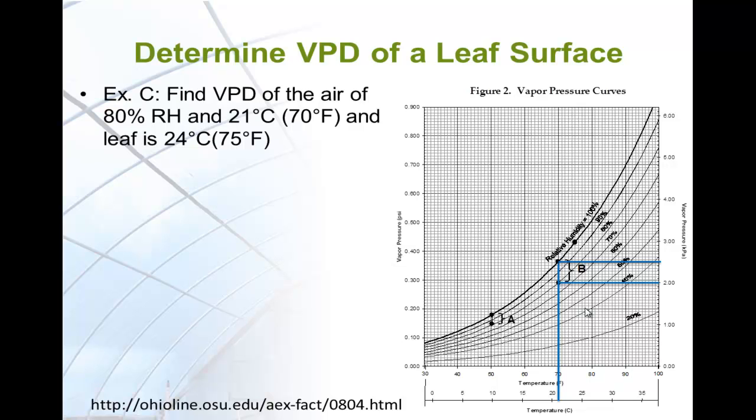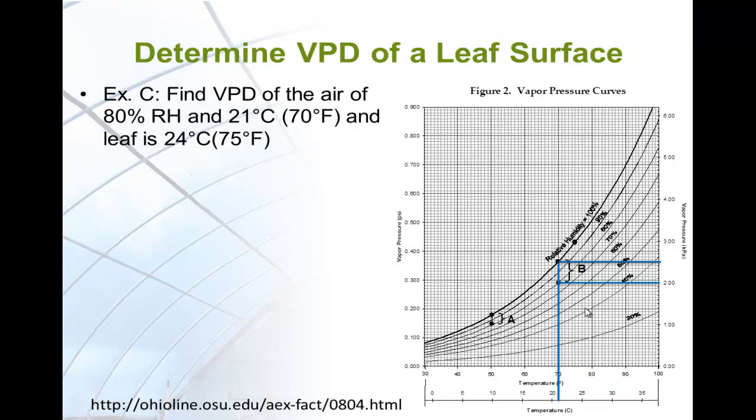Here's an example of finding the vapor pressure deficit of air at 80% relative humidity and 21 degrees C, but in this case, leaf temperature is 24 degrees C. When the leaf temperature is warmer than the air temperature, it's an indication that the plant is under drought stress because it cannot transpire enough water to cool itself. Then the temperature of the leaf will rise.